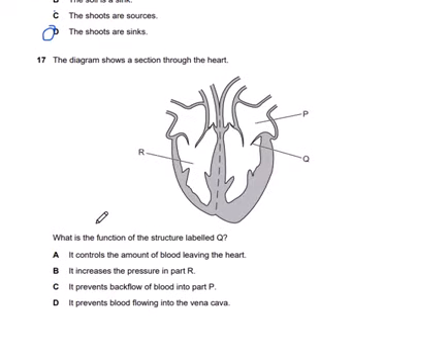The diagram shows a section through a heart. Which is the function of the structure labeled Q? Q is the intraventricular valve, so it prevents the backflow.